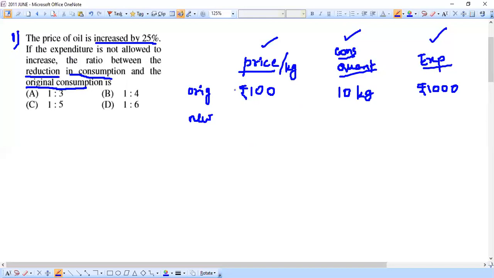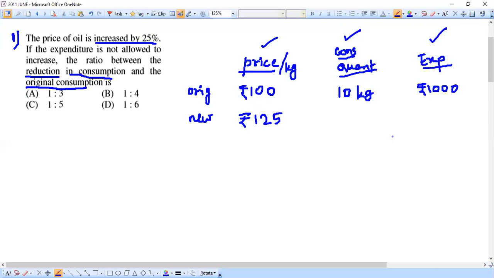See here, my original price was 100 rupees per kg, but what happens to the new price? The new price is increased by 25%. Already it was 100. Now what is 25% of 100? It is simply 25. So the new price of oil would be 125 rupees per kg. You understand this? Originally 1 kg was 100 rupees, but now 1 kg will be 125. Why? Because the price is increased by 25%.